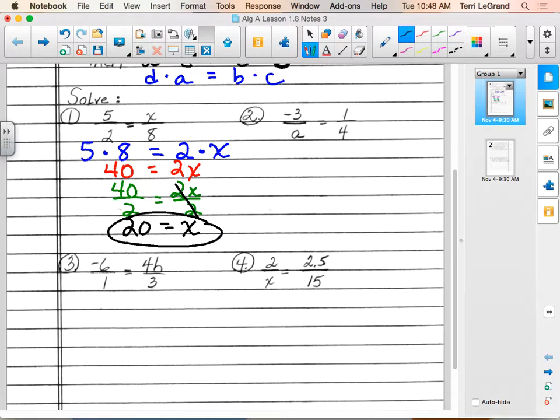What makes you feel like we have a reasonable answer right now? Julia? Because we got 20 for x, and if you take 2 times 20, you get 40, which is the same as 5 times 8. Okay, so you're putting it back in and it's checking out in our cross product, saying you get 40 equals 40. Okay. Cody?